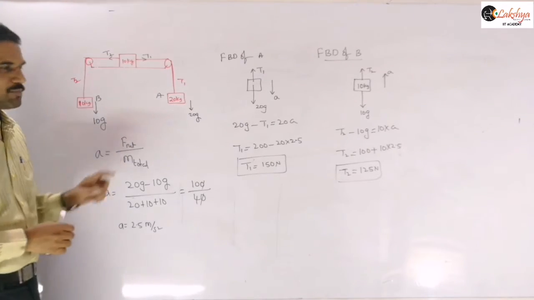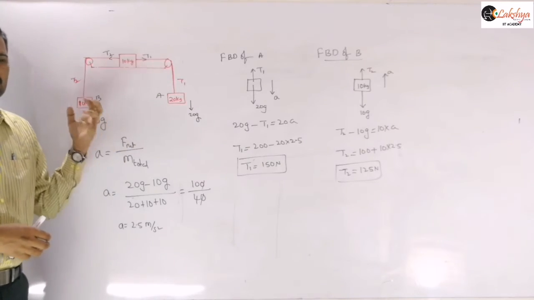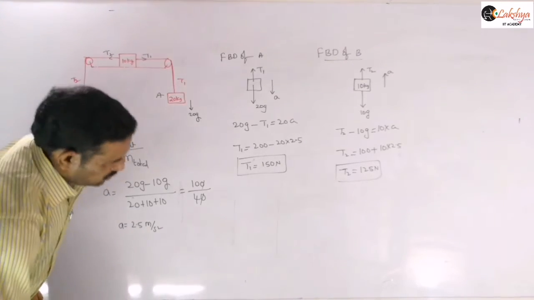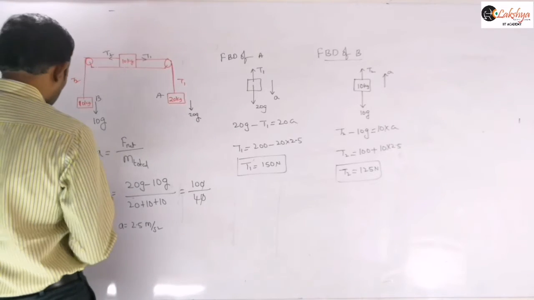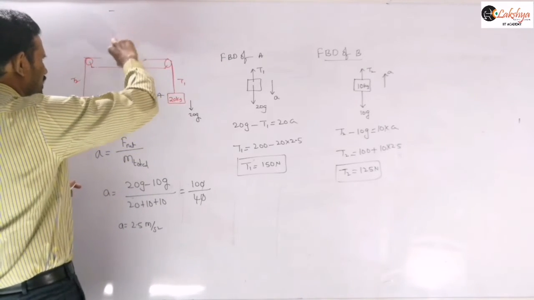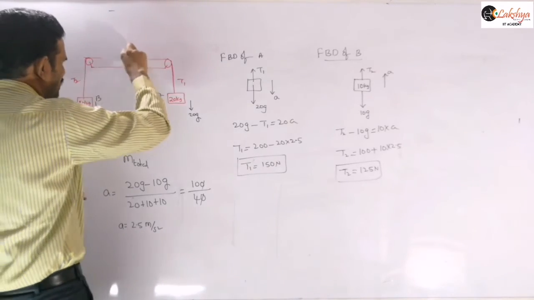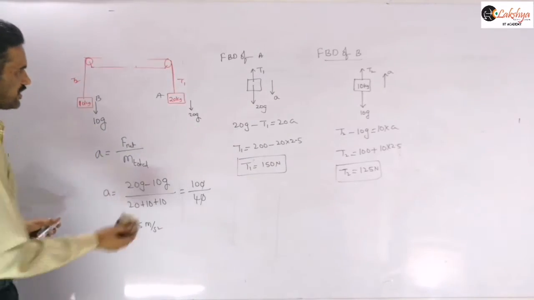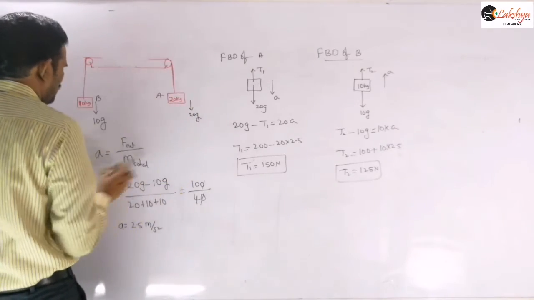Now I am going to replace this block by a spring balance. An ideal spring balance, that means a massless spring balance. So now let us take that problem. Let us take this as an ideal spring balance. I am taking the 10 and the 20 the same. Now you can observe the difference here.